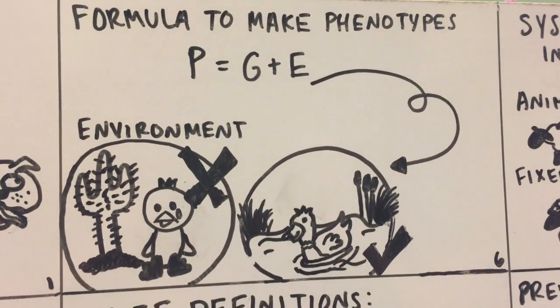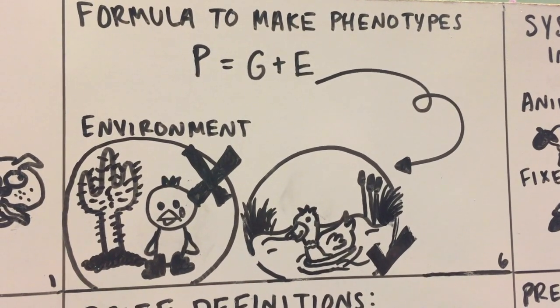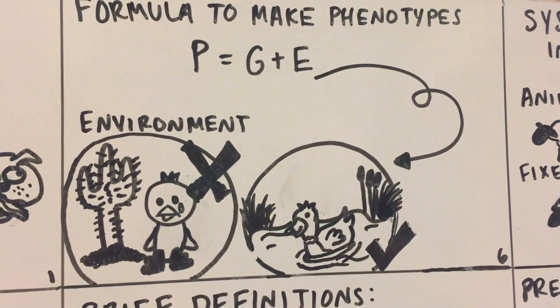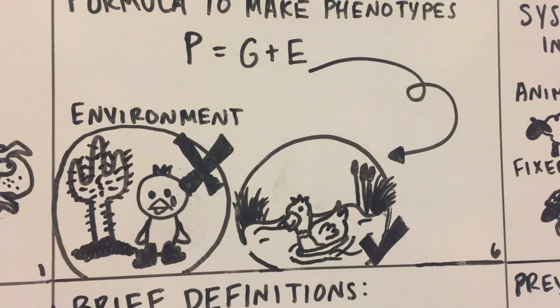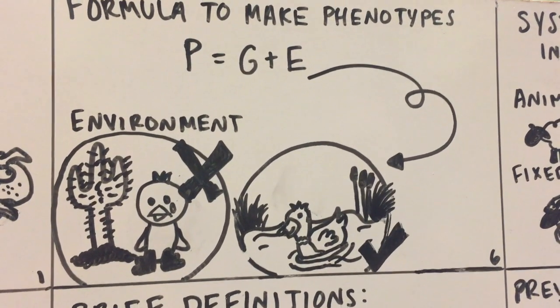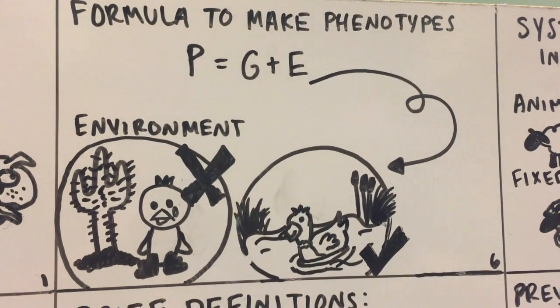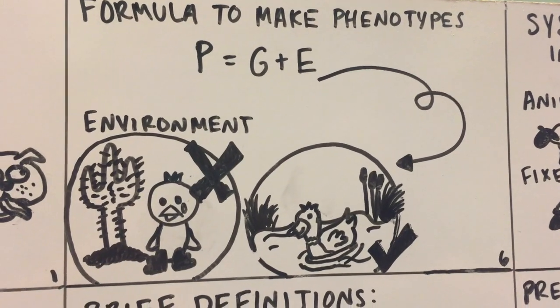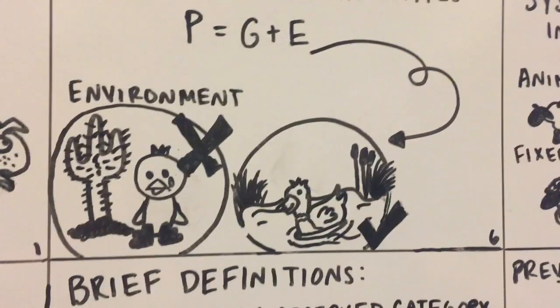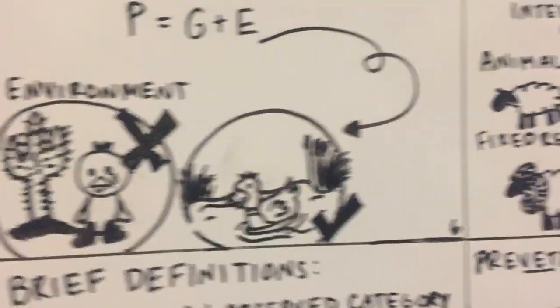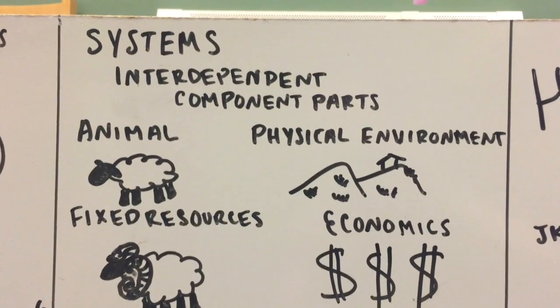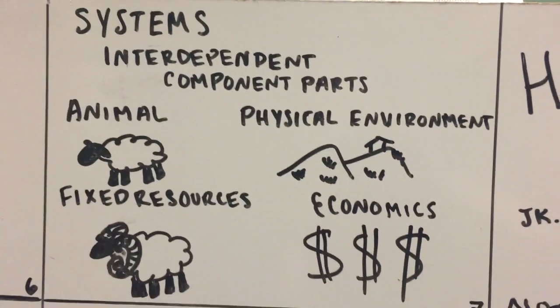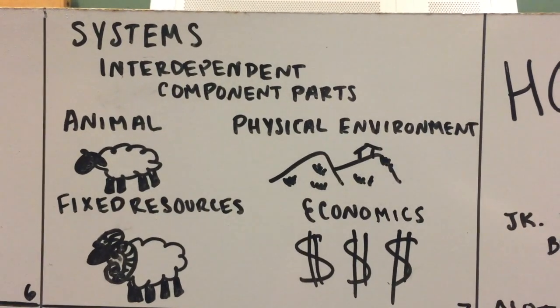The formula to make phenotypes is P equals G plus E, which is phenotype equals genotype plus environment. The environment is another factor that you must consider when raising animals. For example, a duck should not be raised in the desert. A duck should be raised in a pond. So, now that you know how to make phenotypes, you're going to have to look at what system you're providing.